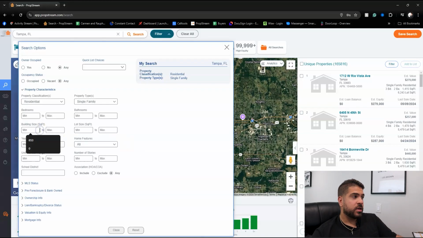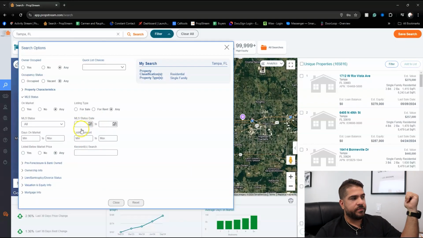But square footage, however, I would consider probably correct about 85 to 90% of the time. So square footage, definitely you can utilize that. Year built, of course, home features, how many units you want, HOA, not HOA, right? So all of that stuff is super important.